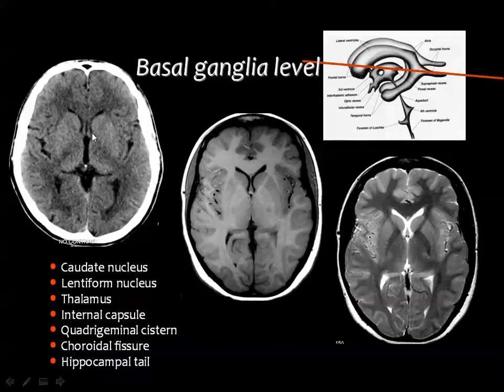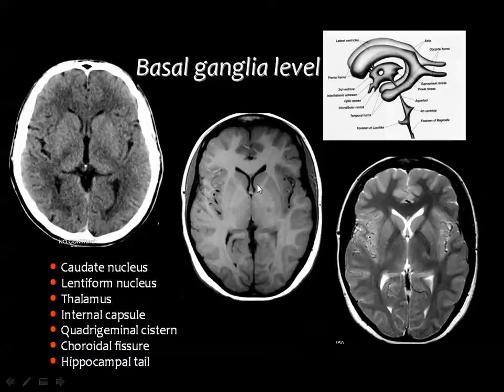And anteriorly you can see sometimes a foramen, which is the foramen of Monro, opening between the frontal horn of the lateral ventricle and the third ventricle. And these are the sides of the foramina of Monro. Why is this level known as the basal ganglia level? Because you can see the basal ganglia structures, most of the basal ganglia here.